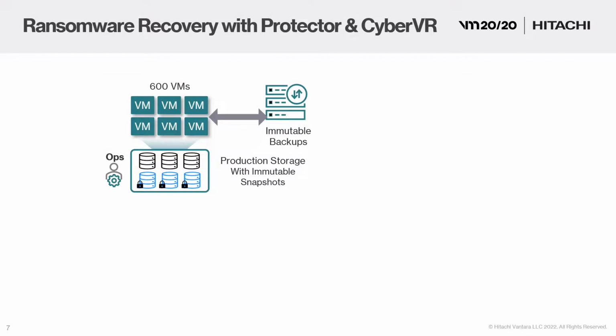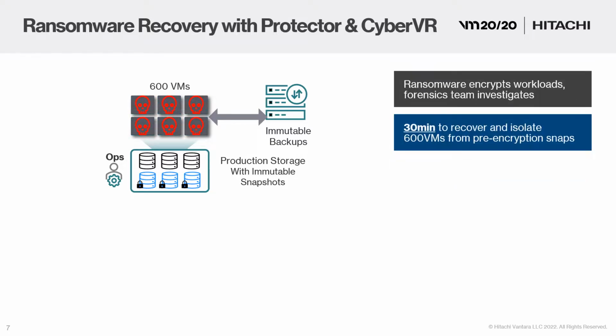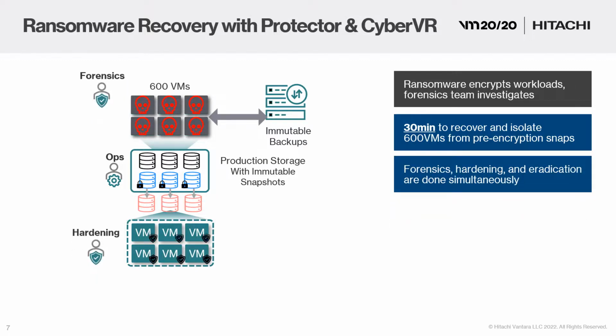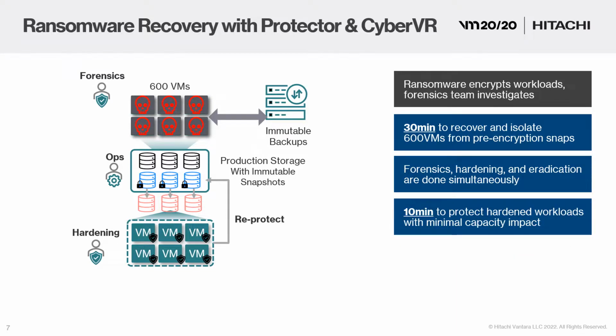If we look back at the customer example we reviewed earlier, we can see how the recovery workflow is vastly enhanced with Protector and CyberVR. When ransomware hits, forensics teams can begin while the environment is recovered from storage snapshots to a virtual air gap, less than 30 minutes for 600 VMs. Forensics and hardening efforts are done simultaneously. Once the recovered environment is hardened, it can be reprotected in under 10 minutes with minimal impact to capacity.